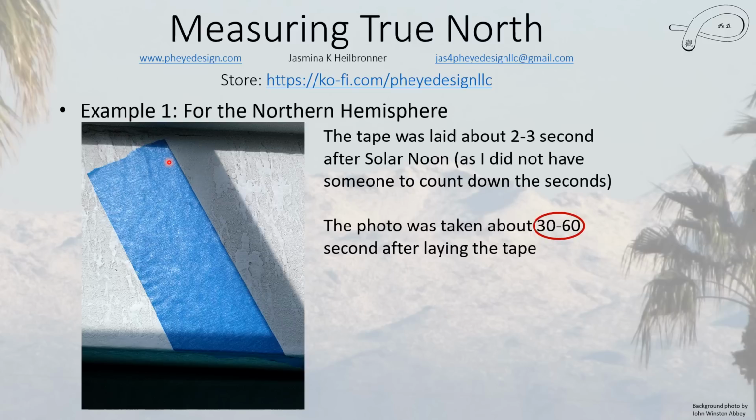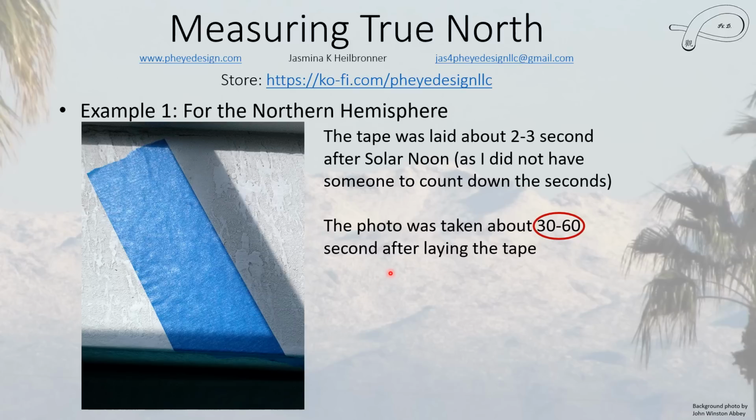So here is the northern hemisphere, and this tape was laid down about 2 to 3 seconds after solar noon. I didn't have someone to count down the seconds, so I was watching the clock and then came over, and I realized I had to adjust it, so it was not exactly solar noon. It's close. You can see there are some wrinkles here because painter's tape stretches a little, which is fine. You want this to be taut, not really stretched, but definitely straight and not wrinkled when you lay it down.